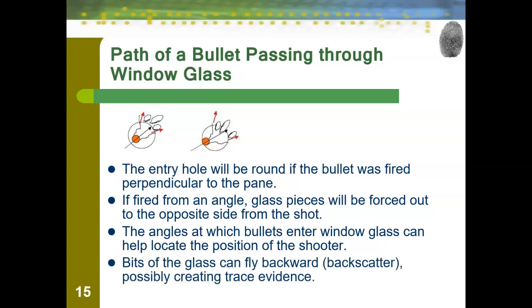Now, a vocabulary term for you is that bits of glass can fly backwards when we have gun activity on glass, creating what is called backscatter. This is essentially because of the force that the bullet is going to go through the window at. Sometimes glass flies backwards at the person who shot the gun. And these little pieces of glass can get stuck on them and can help us prove that that person was in fact at the scene and was likely the person that fired the gun. So backscatter can be very important for us.